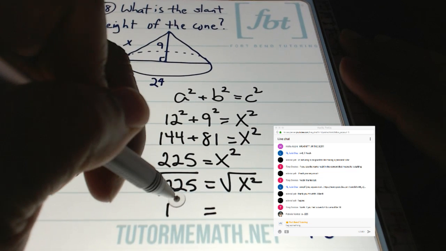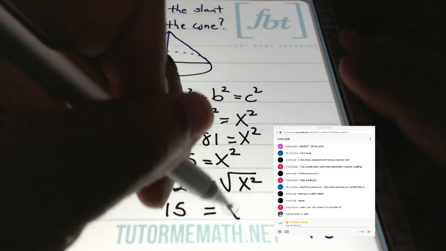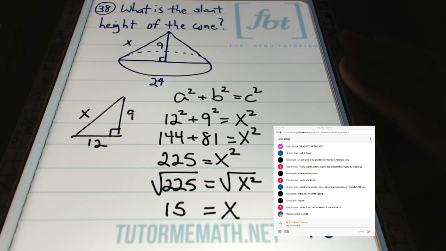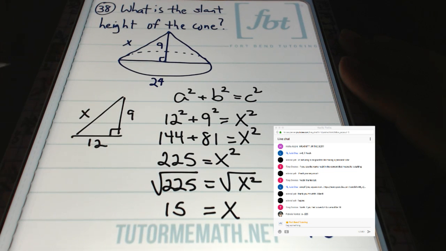Now we'll be taking the square root of both sides, and so the square root of 225 is 15. And once again, because we're dealing with a side length, we only have to be concerned with the positive answer. So there's no need to have the absolute value of x squared there, because we're only concerned about the positive root in this case. So our answer for x can only be positive. So your answer here is going to be 15. And that's it. 15 units.